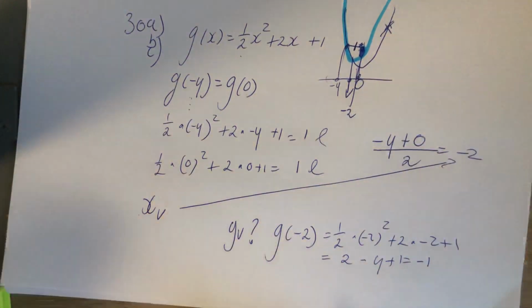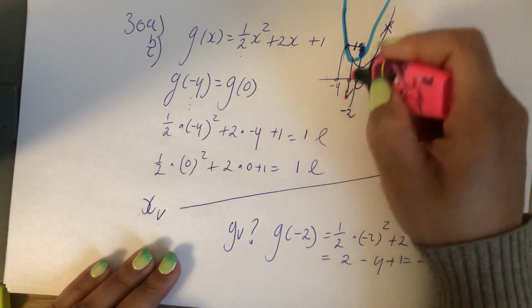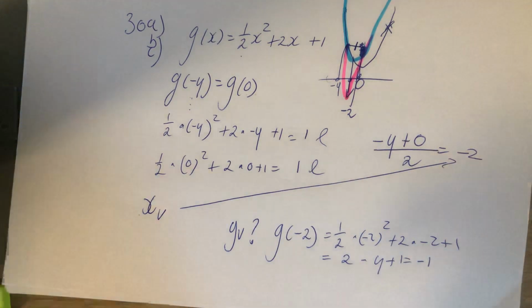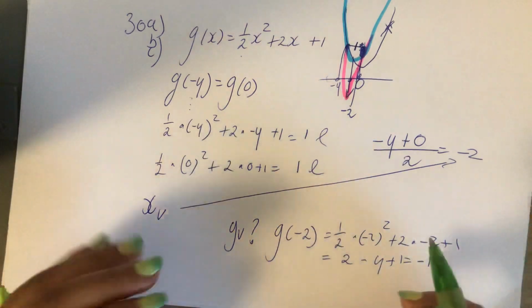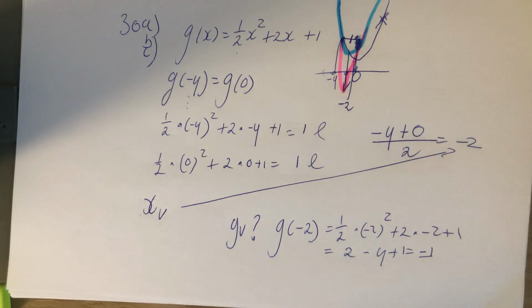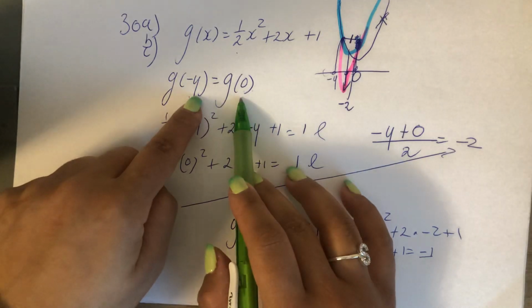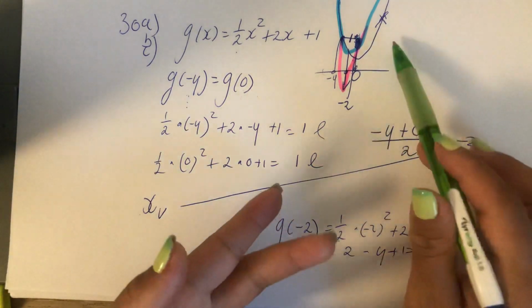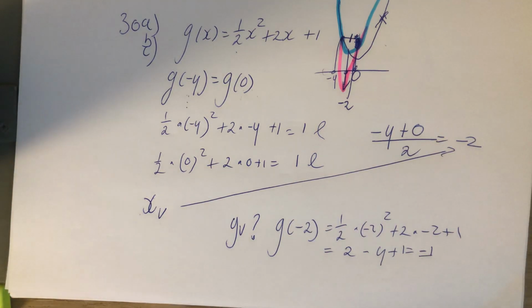So I can even make my sketch better. My sketch over here, where we have -1, will then be more like this. Yeah? So the more you know, the better you can sketch your parabola. So that's how you can find the top of your parabola using two coordinates, using the fact that two coordinates have the same y. So you find the middle of it.